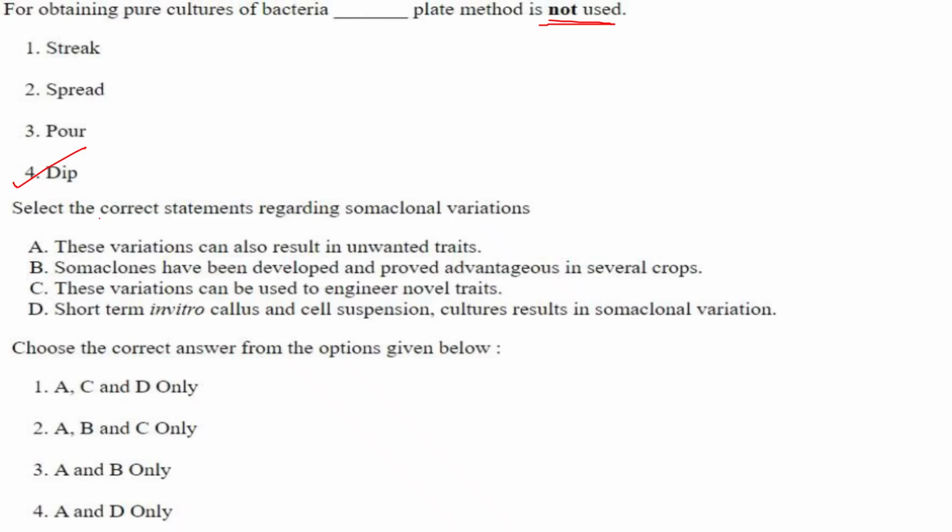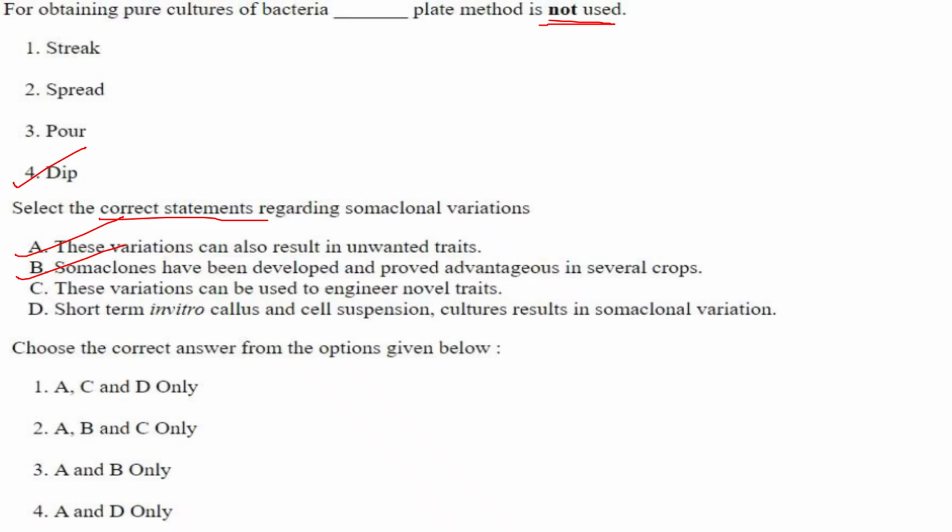Now you have to select a correct statement regarding somaclonal variation. So these variations can also result in unwanted traits, yes. Somaclones have been developed and proved advantageous in several crops, of course. They have been, scientists have isolated traits for disease resistance, salt tolerance, etc. in various plants. So that's correct.